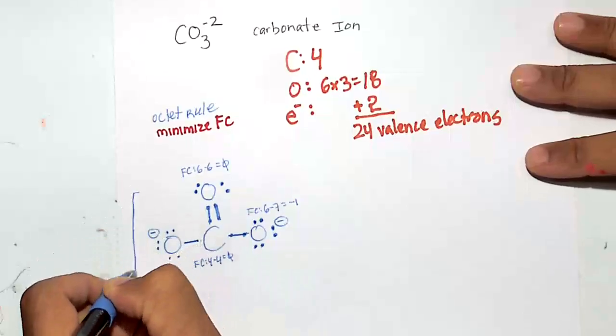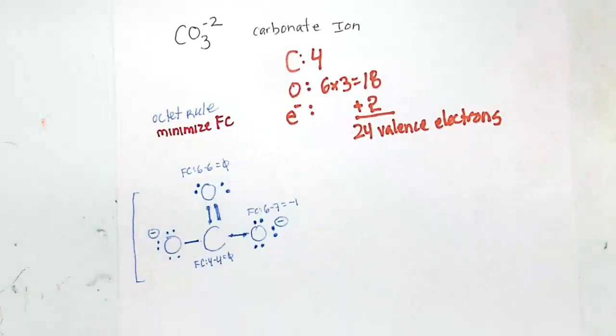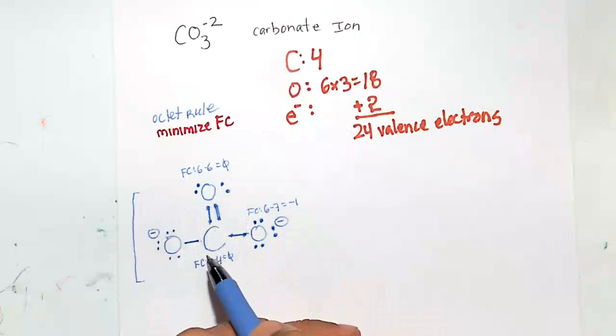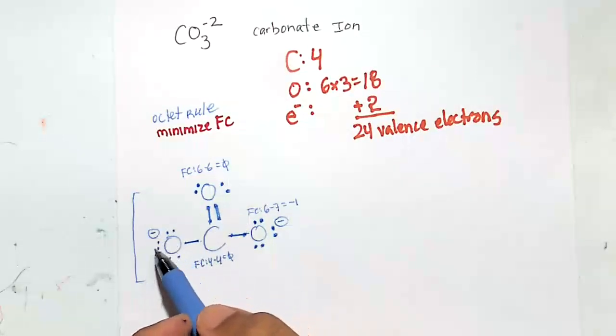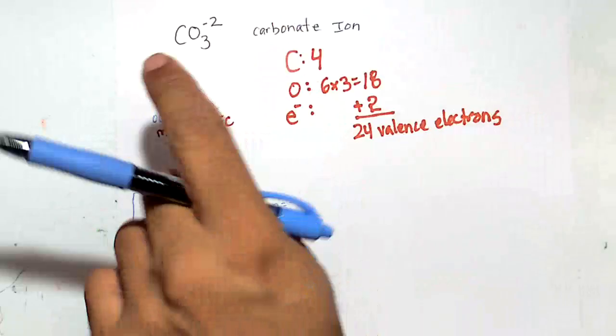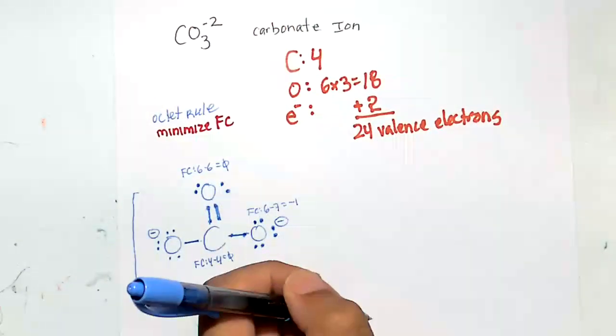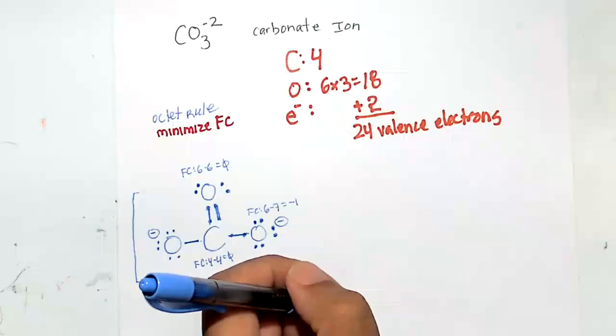But that's one answer. You put this answer on the exam. That's good. Everything has an octet, and the formal charge is accounted for, -2, -2. But what other structure could exist?